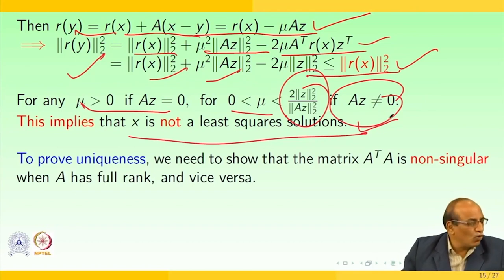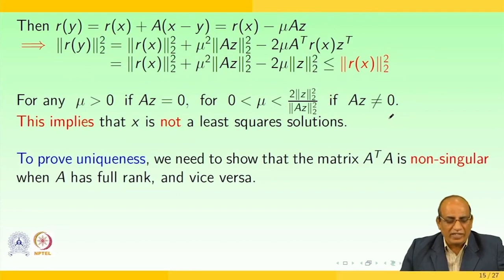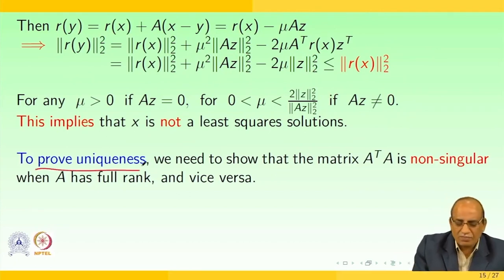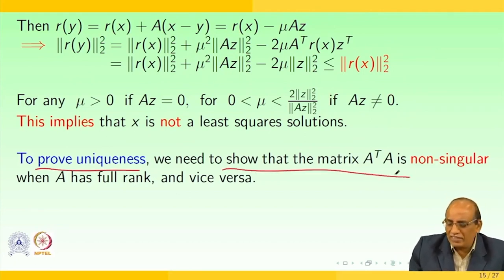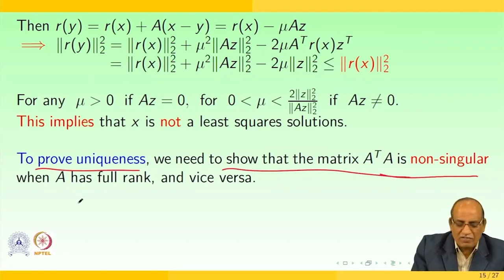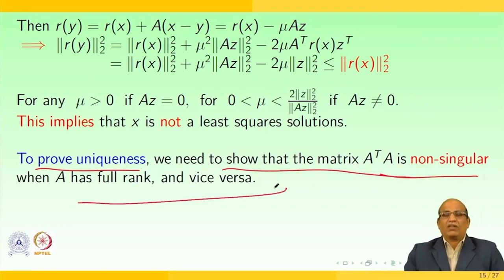Now, I wanted to prove how it becomes uniqueness. Uniqueness theorem: we need to show that the matrix A transpose A is non-singular when A is a full rank matrix. That means, if A is a full rank matrix, I can compute A transpose A, and it becomes non-singular, and vice versa.